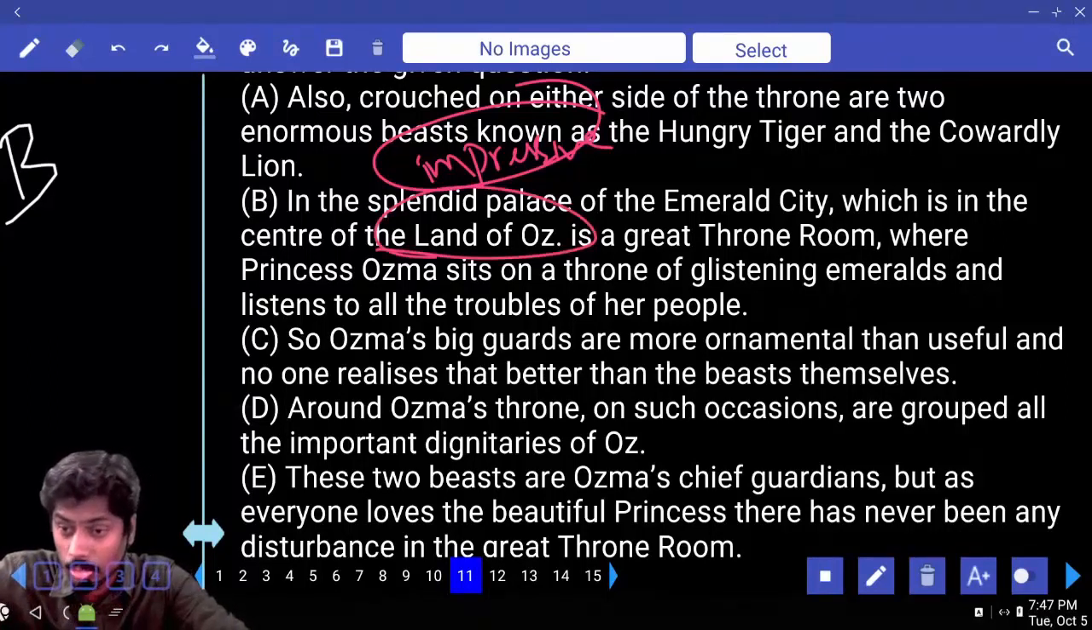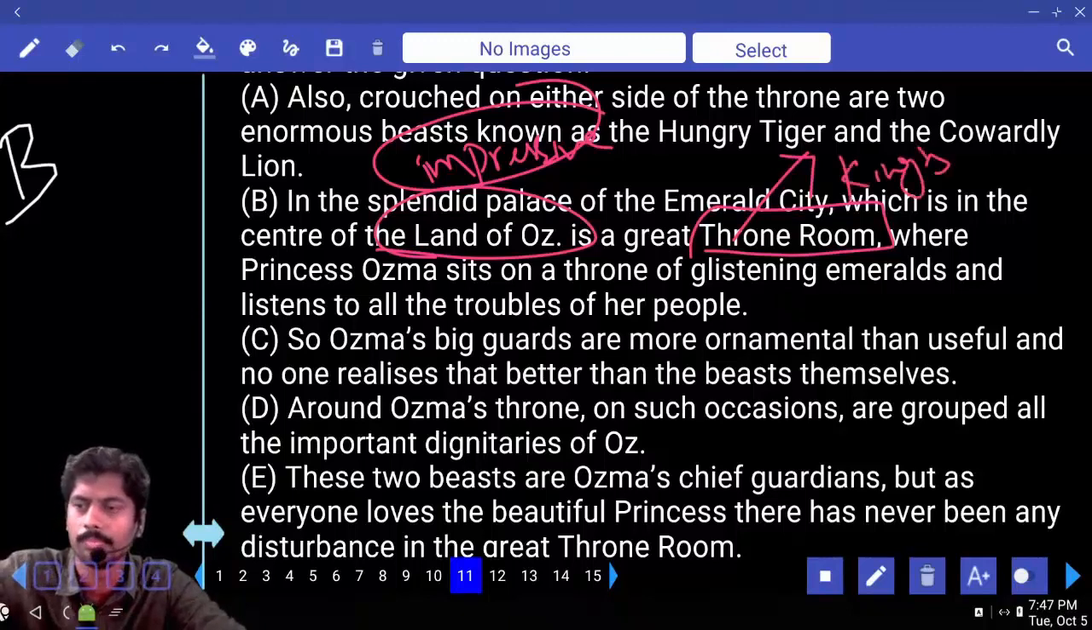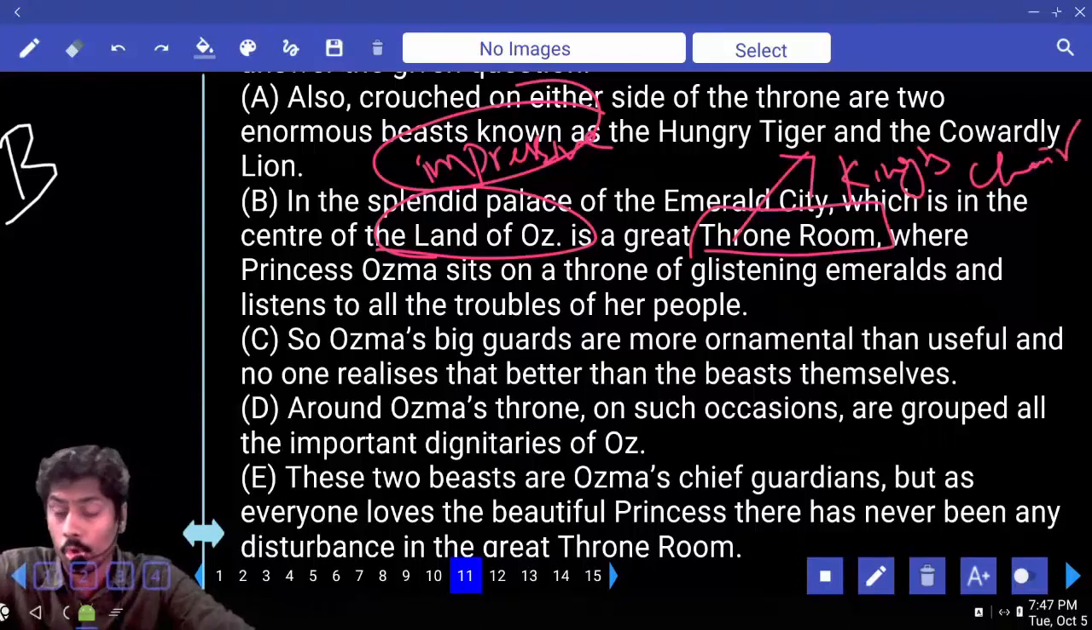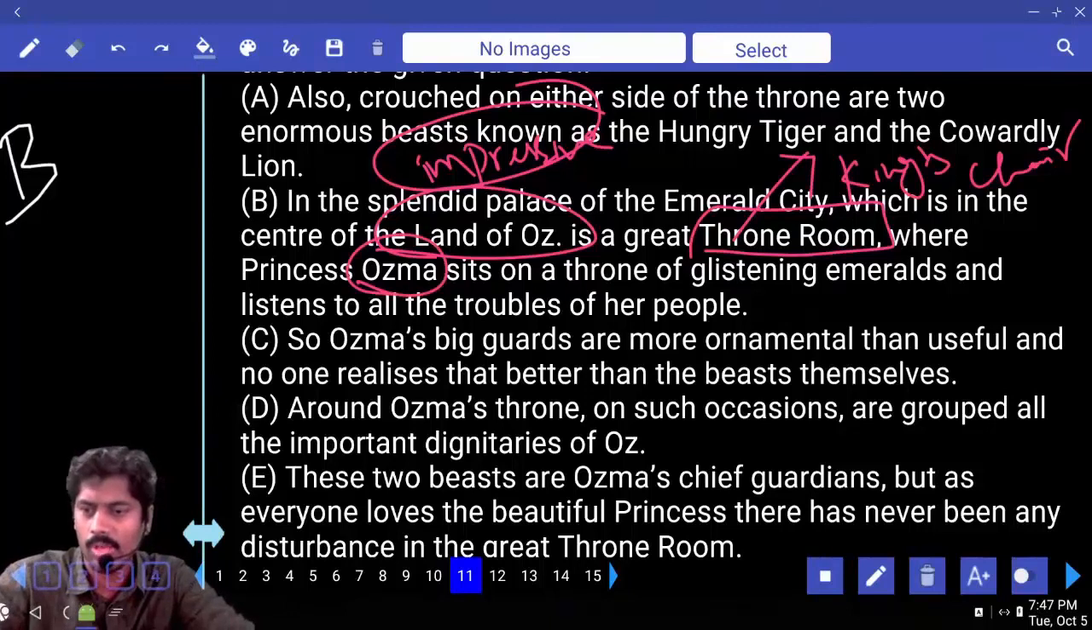There is a great throne room. Throne means Game of Thrones. Throne means where the king sits, where the king or queen sits. So king's chair. King's chair is called throne. There is a throne room where Princess Ozma sits on a throne. So on the throne, who sits? Ozma. Sits on a throne of glistening.